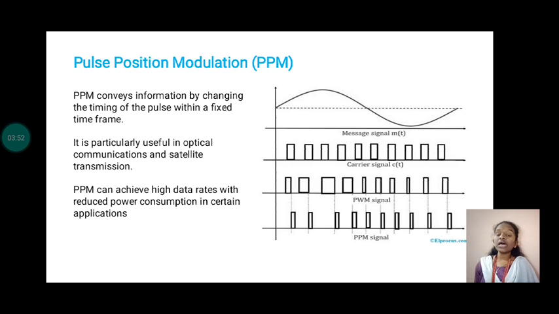First of all, we have to transmit the message signal. Next one is the carrier signal. From that signal, we have to make the PWM signal and after that the PPM signal. These are the basic waveforms which were done in the experiment and which we have learned in the classroom.